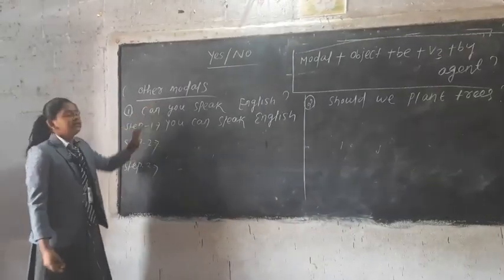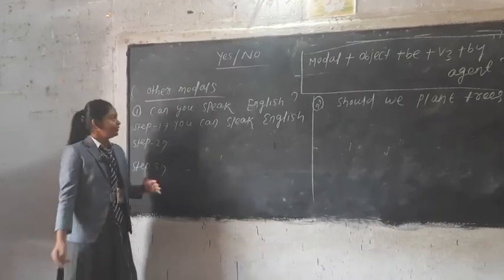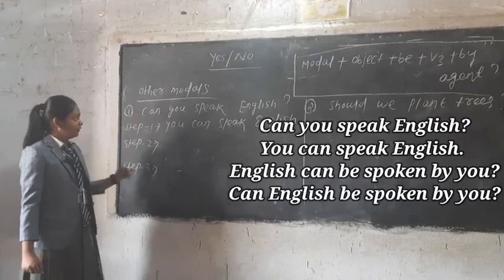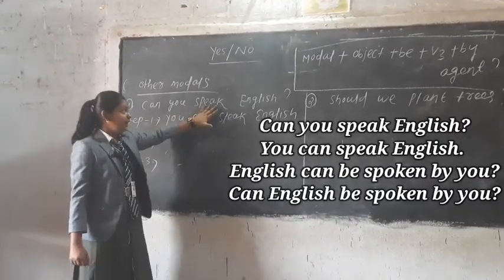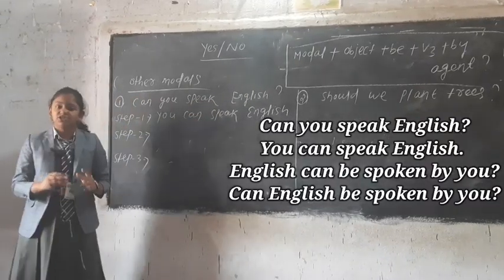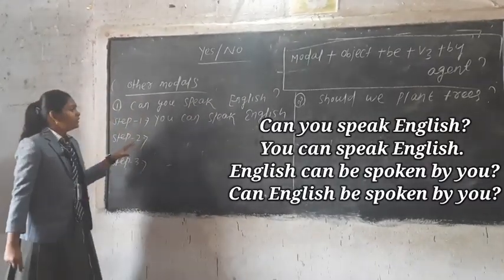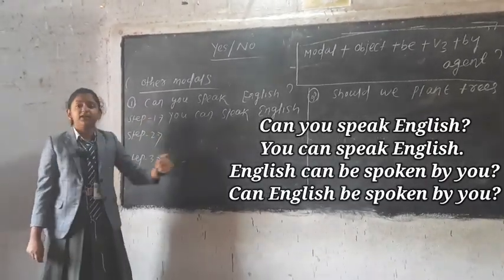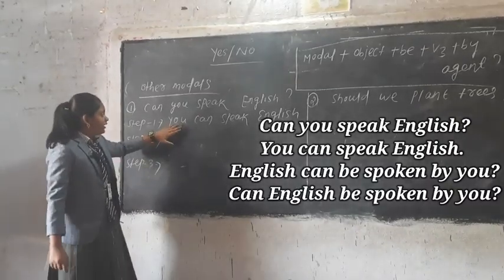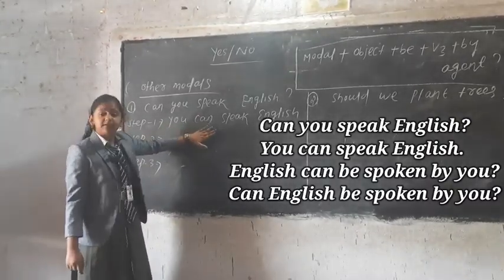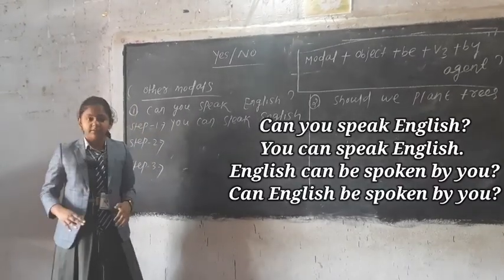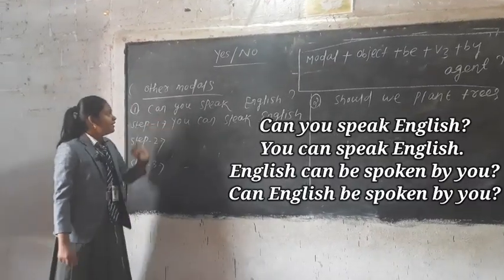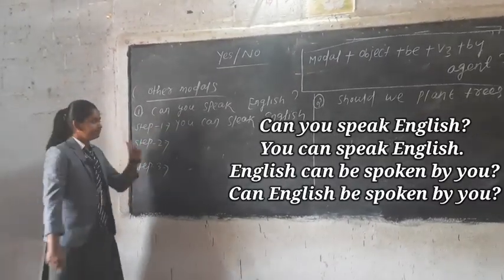So let us come to other modal verbs. We will take an example first. Can you speak English? Here can is the modal verb, you is the subject, speak is in the verb 1 form, and English is the object. So as we know, the first step is to convert this into affirmative. You can speak English. Here you is the subject, can is the modal verb, speak is in the verb 1 form, and English is the object.